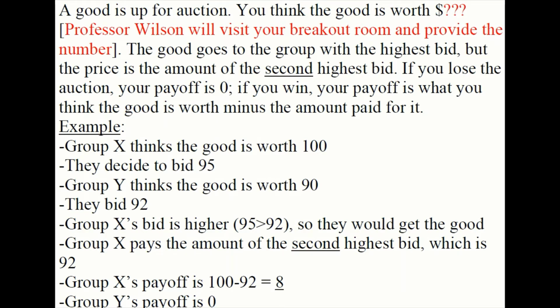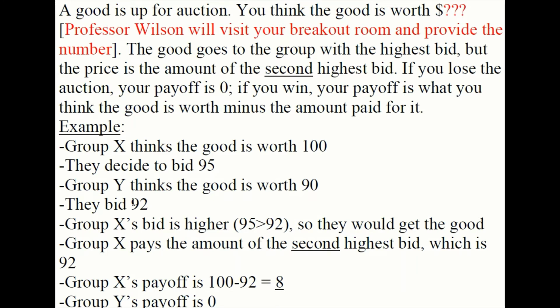Highest bid wins, but the twist is that you don't pay what you bid, you pay what the second highest bid is. So my example here, we had group X and group Y. Group X thought it was worth 100, and they chose to bid 95. Group Y thought it was worth 90, and they bid 92. Highest bid wins, so group X's bid of 95 is bigger than group Y's bid. That means group X would get the item.